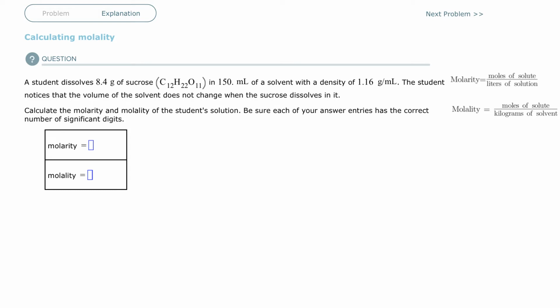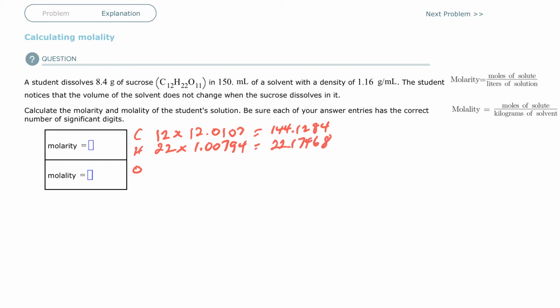I've got 12 times the atomic mass of carbon, which is 12.0107. That'll give you 144.1284. Then I've got 22 hydrogens. So this was carbon, this is hydrogen, that's oxygen. 22 hydrogens. Periodic table says it's 1.00794. That gives me 22.17468.